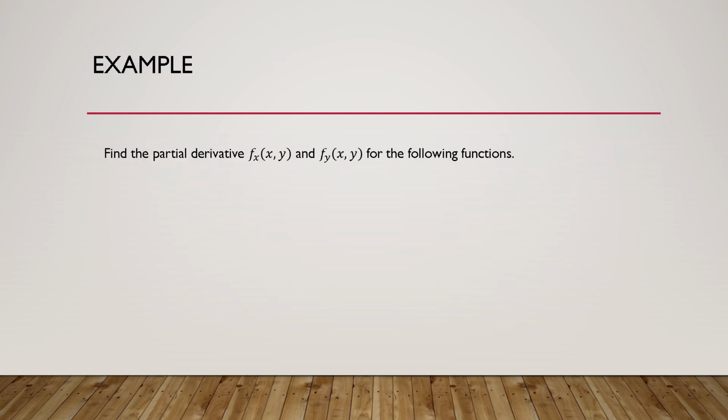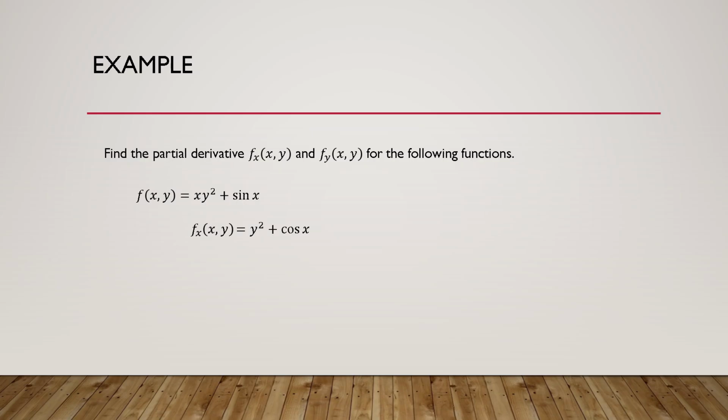As an example, find the partial derivative of f(x,y) with respect to x and the partial derivative of f(x,y) with respect to y for each of the following functions. f(x,y) equals x times y squared plus sine x. To find the partial derivative with respect to x, we assume y is a constant and take the derivative of the x portions of each term. Therefore, the partial derivative is y squared plus cosine x.